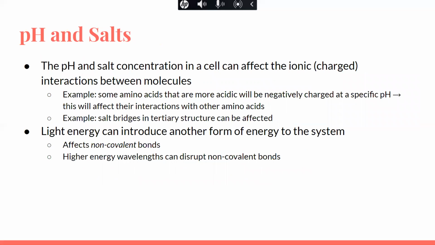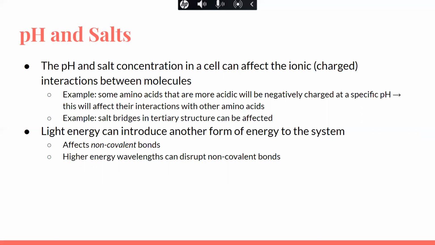So pH and salts. The pH and salt concentration in a cell can affect the ionic or charged interactions between molecules. Here are two examples. Some amino acids, if you remember from the last part, that are more acidic will be negatively charged at a specific pH. Then that will affect their interactions. If they're negatively charged, they're going to interact more with positively charged molecules.